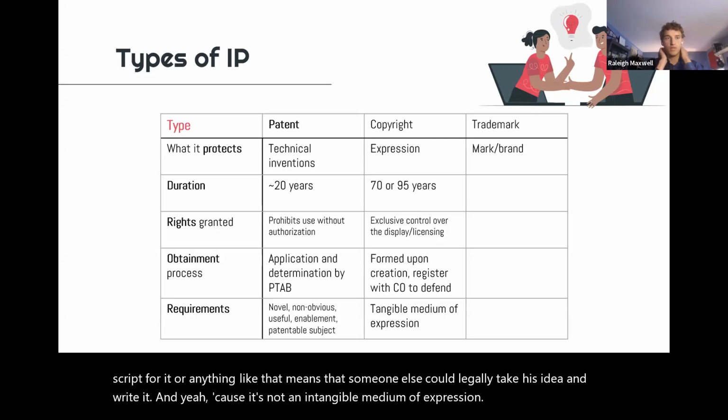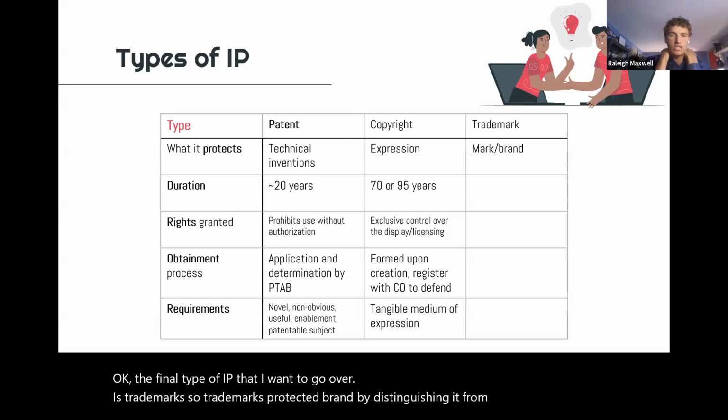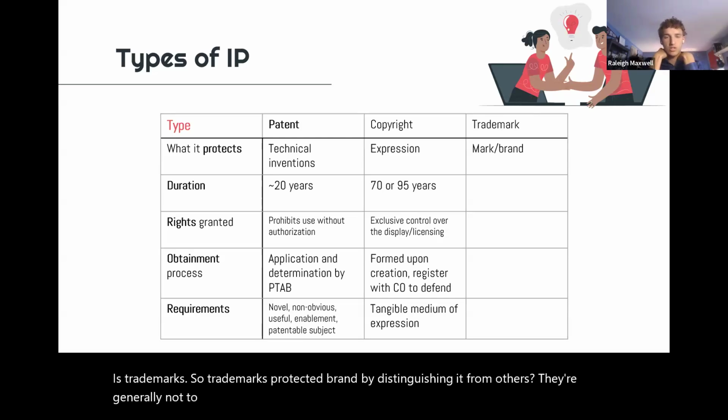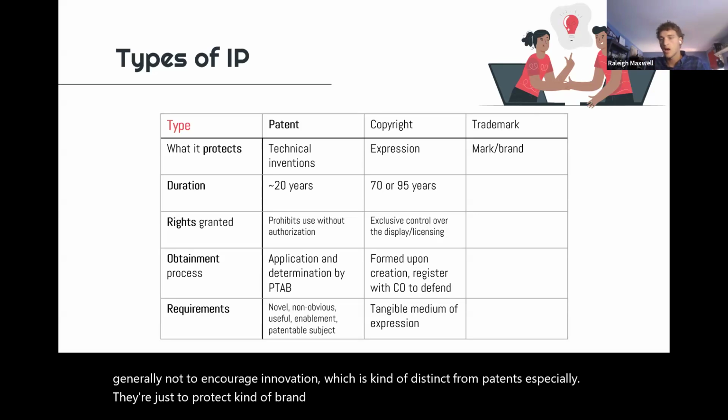Okay, the final type of IP that I want to go over is trademarks. Trademarks protect a brand by distinguishing it from others. They're generally not to encourage innovation, which is kind of distinct from patents, especially. They're just to protect brand name and consistency.